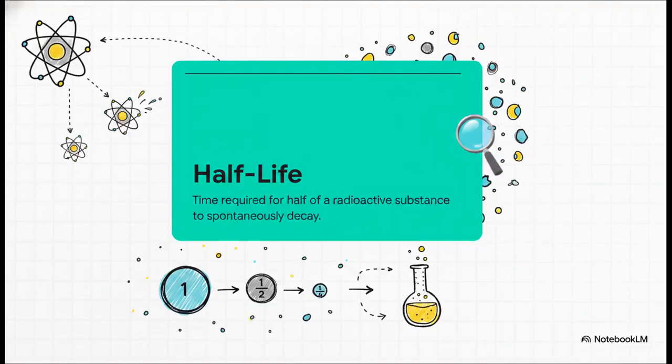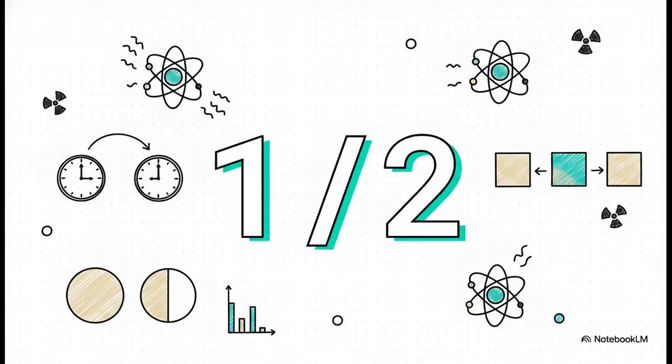Because it is so wonderfully predictable, scientists use a measurement called half-life. The half-life is simply the exact amount of time required for half of a radioactive substance to spontaneously decay into something else entirely. The formula for this is beautifully elegant. The amount remaining equals the initial amount multiplied by 1/2 to the power of the number of half-lives that have passed. Just think of that simple fraction, 1/2, as this unyielding clock ticking away inside the element. If a substance has a half-life of, say, 1 year, then after 1 year, you have exactly half left. After 2 years, you have a quarter. It is a constant, totally measurable countdown.